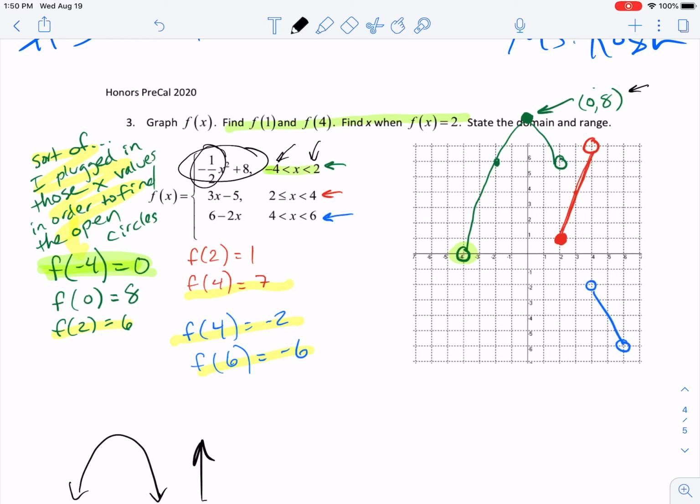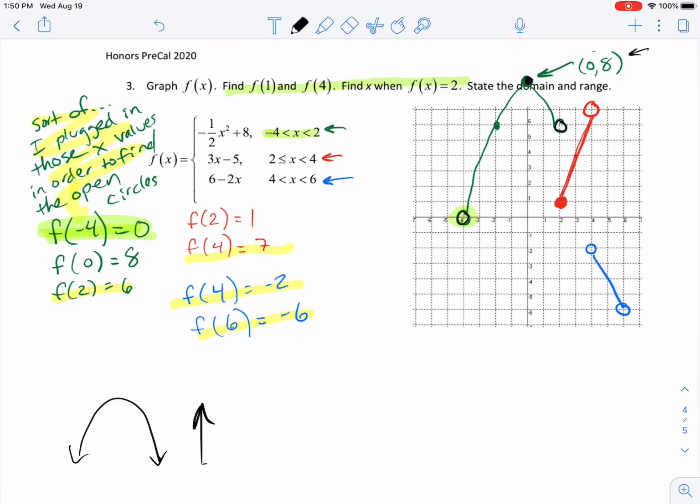I plugged in where it started, I plugged in -4, I knew to put an open circle there. I plugged in a +2, which is where it's ending. And that's how I got those two open circles, this one here and that one there. I've used its vertex and kind of got a sense of its shape. So that was my train of thought, and so everything in green, all the green pen that I used was for that one.